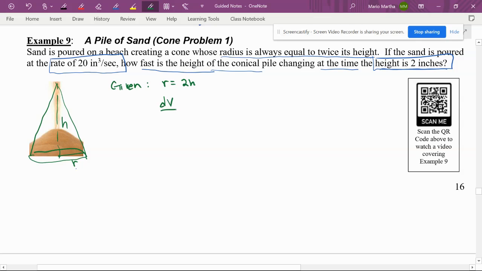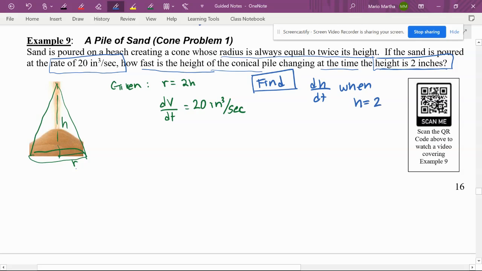So dV/dt equals 20 cubic inches per second. All right. And then we need to find how fast the height is changing at the time the height is 2 inches, right? So we need to find dH/dt when H equals 2.